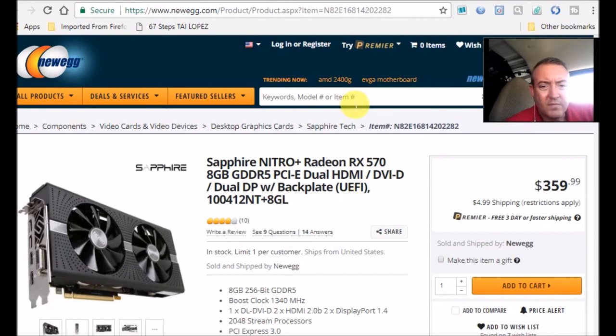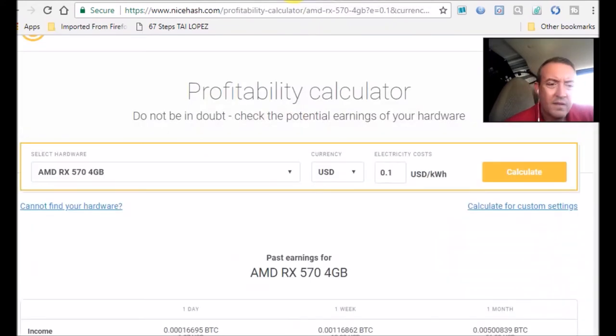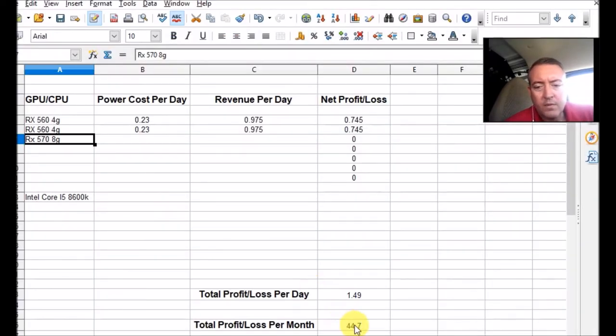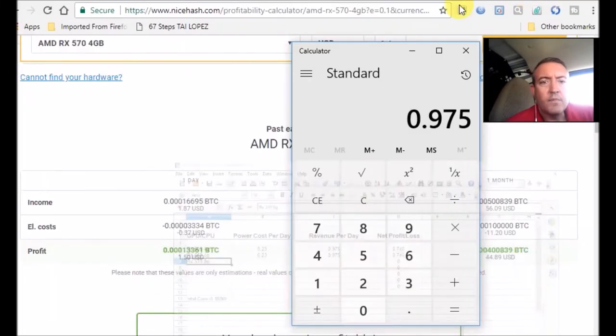This does have external power, so I'm sure it'll burn more than 23 cents a day. But I will definitely keep you guys up to date and post how much that is once I get the card in. According to NiceHash Profitability, this is just an estimate, if I scroll down, about $1.50 a day for this card. So that's about both of my RX 560s combined, this one card will do.